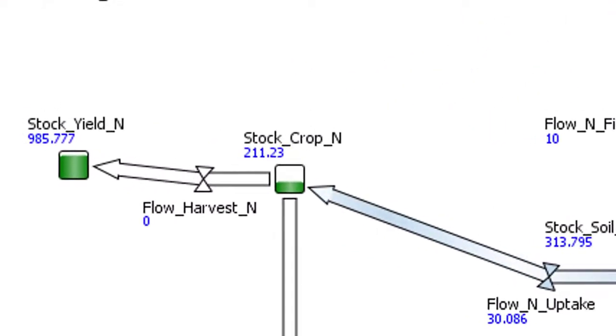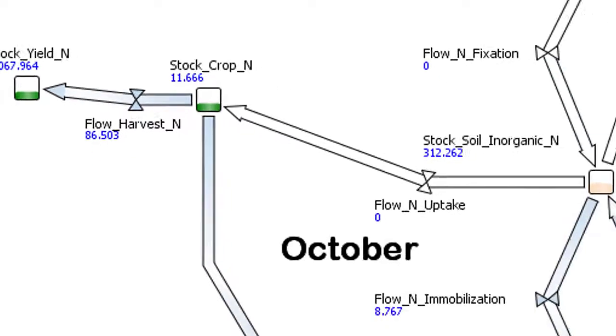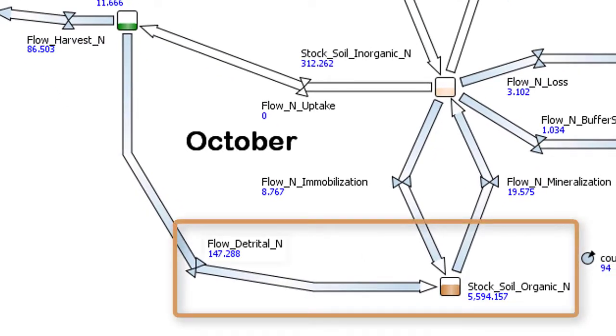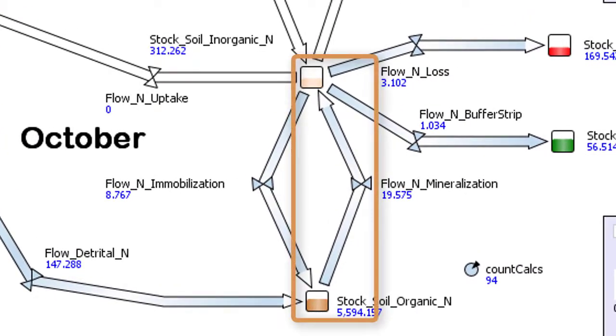When crops are harvested, a portion of the nitrogen is exported from the site as yield, with the remainder of the crop, detritus or residue, flowing into the soil organic nitrogen stock. Soil organic nitrogen can be transformed into soil inorganic nitrogen via decomposition by microbes through the process of mineralization.